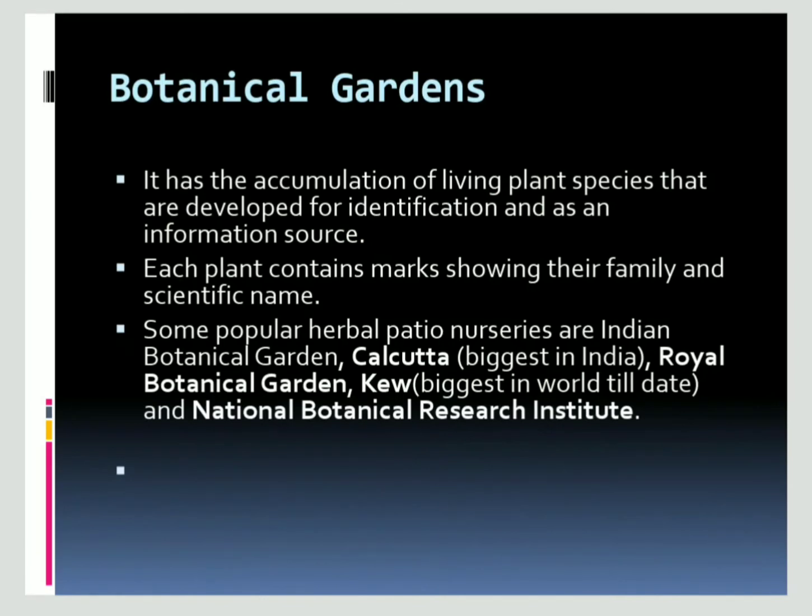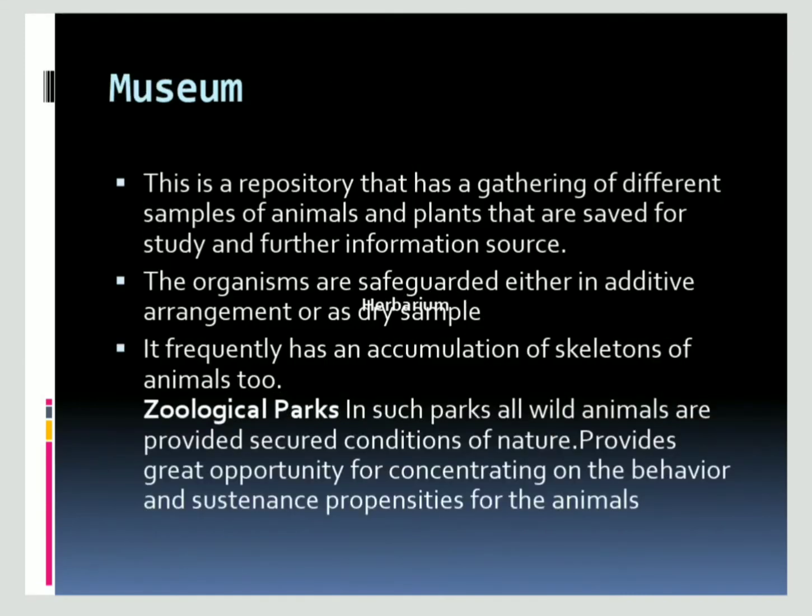Next, botanical gardens. They have a collection of living plant species that are grown for identification and as an information source. Each plant contains a label showing its family and scientific name. Some popular botanical gardens are the Indian Botanical Garden at Calcutta, the biggest in India, Royal Botanical Garden Kew, the biggest in the world to date, and the National Botanical Research Institute in Lucknow, which is in India. So these are the important ones.